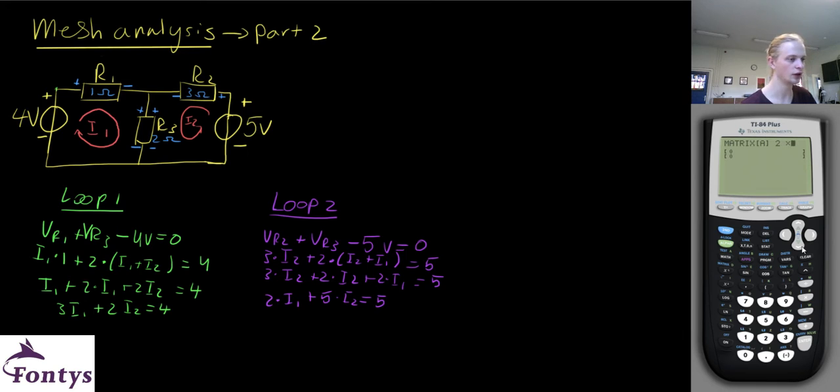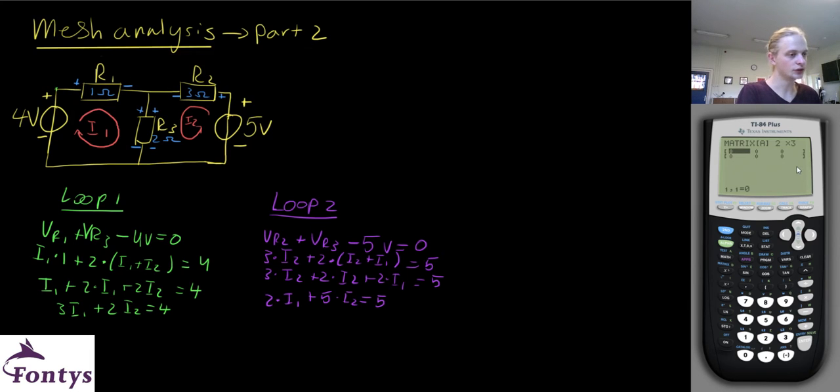And the equation, as you can see over here, has got 3 positions. So there's always something with I1, always something with I2, and always something with a constant value on the right side of the is equal to part. So therefore, I'm going to use the 3. As you can see, we've got now 2 rows and 3 columns.